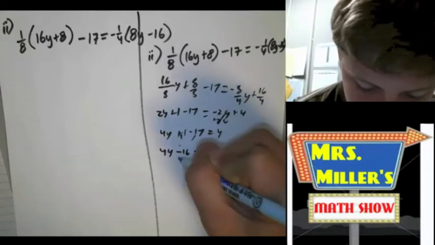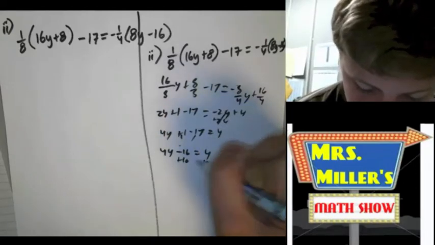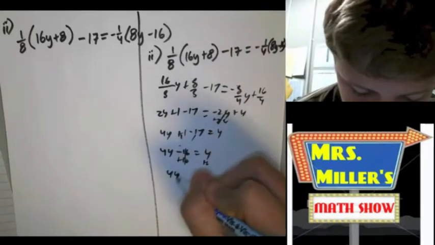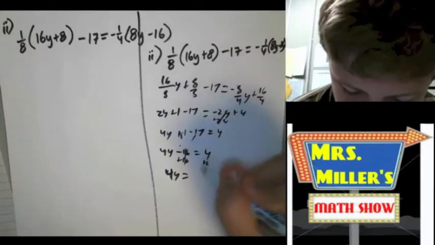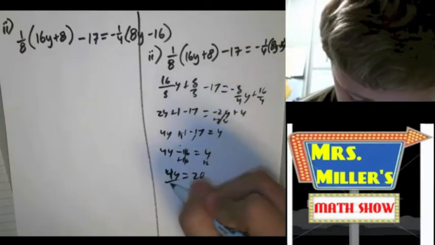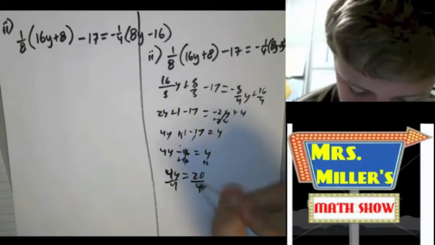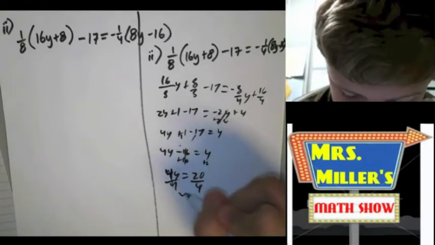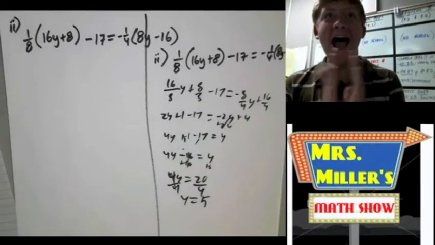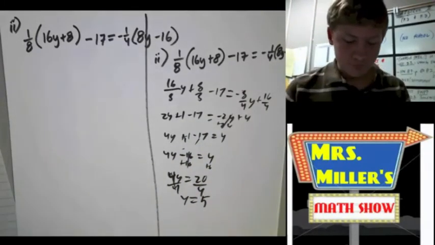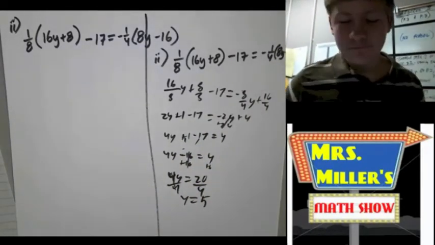Good, so he's got 4y minus 16 equals 4. He's adding 16 to both sides. And he gets 4y equals 20. When he divides by 4 on both sides, he gets y equals 5. Is that your final answer? Yes, it is.